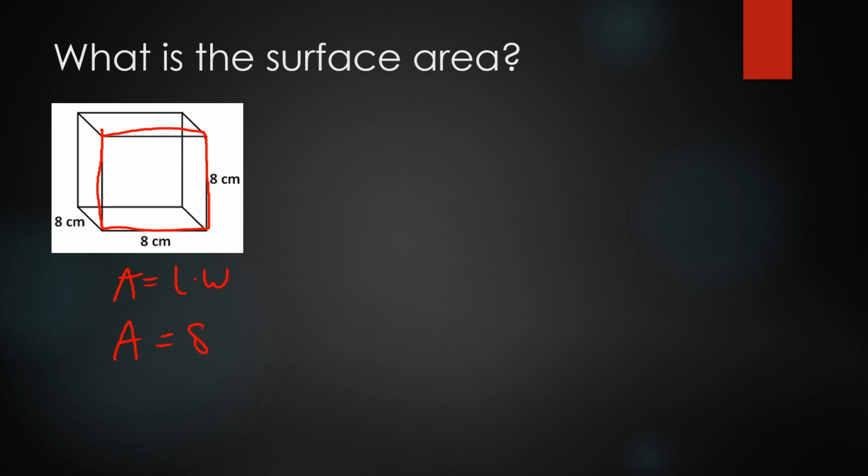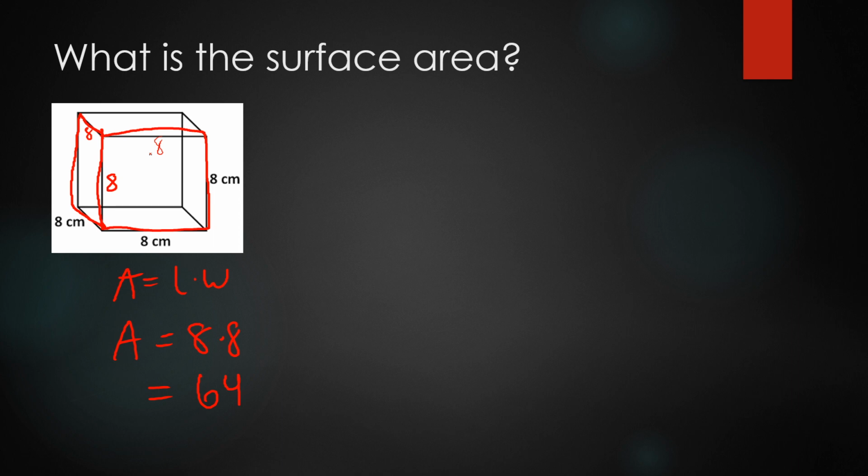So that is going to be 8 times 8, which is going to be 64. So the area of one of my surfaces is 64. Now I need to figure out the area of the other surfaces on my figure. Well, since this is a cube, this side over here is also going to be 8 times 8. This top part is going to be 8 times 8. Essentially with cubes, it's a bit easier because each surface is going to have the exact same area.